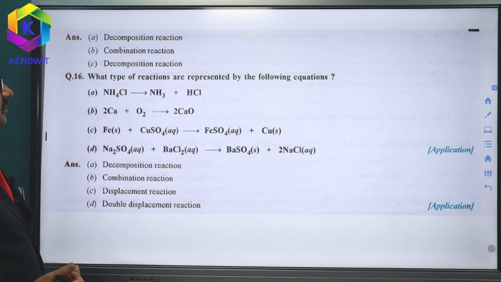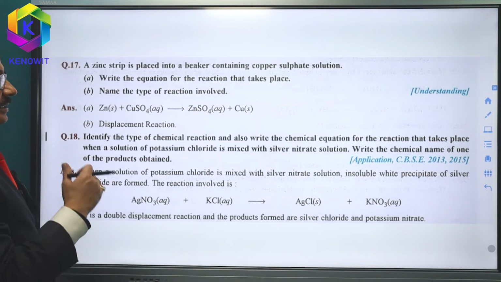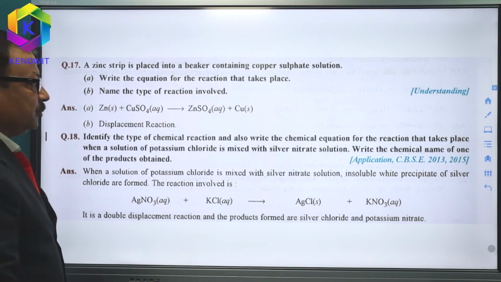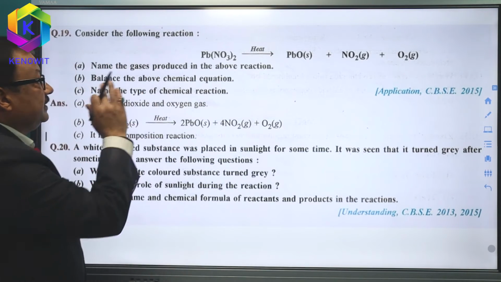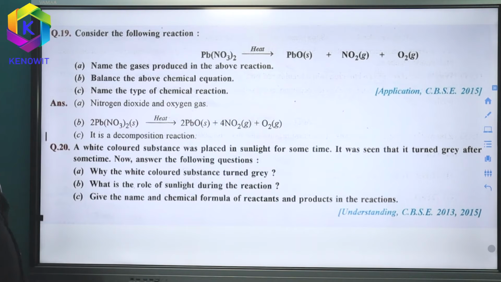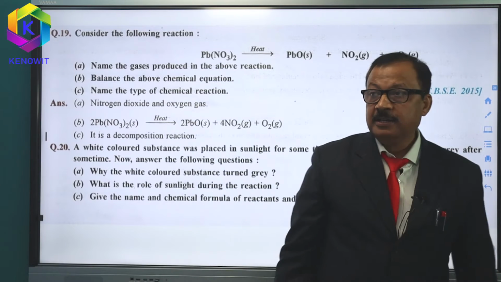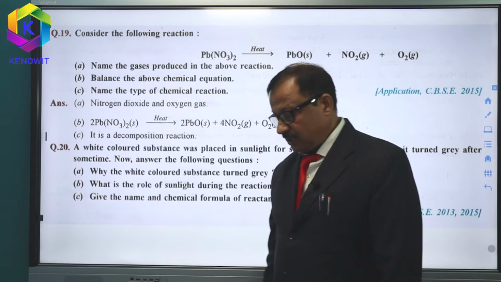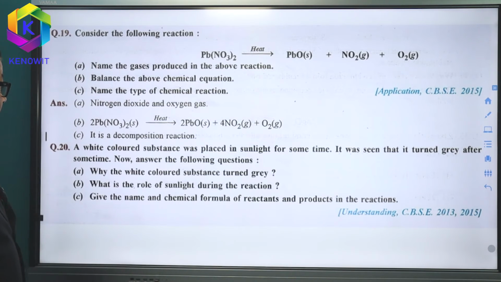Then what type of reactions are represented by the following reactions? Please note all the solutions are given. So one by one, please try to complete the understanding type questions and application type questions, and these questions come frequently in the CBSE examination. Then this is again a very important question based on thermal decomposition, because lead nitrate on heating gives lead oxide, nitrogen dioxide and oxygen. In this case, a change in color is also possible. So finally, this is a decomposition reaction and heat is used. So this is a thermal decomposition reaction.